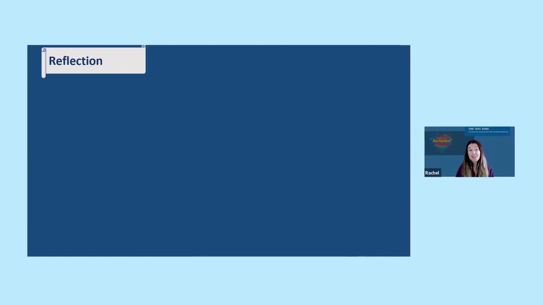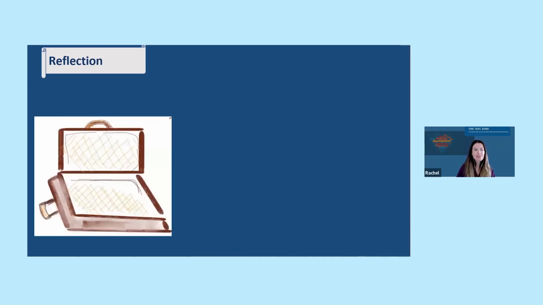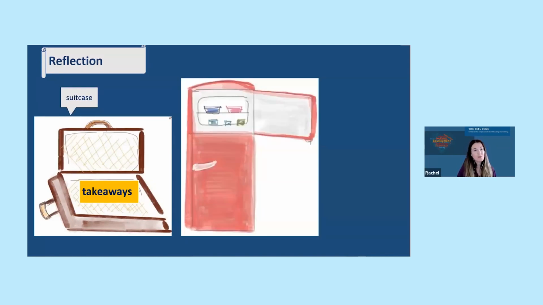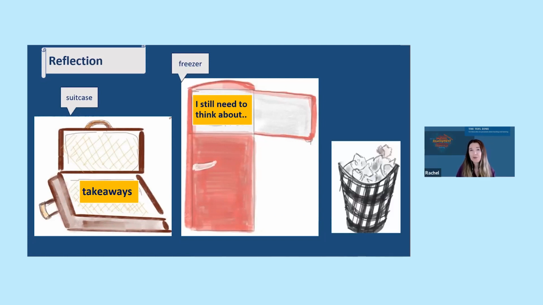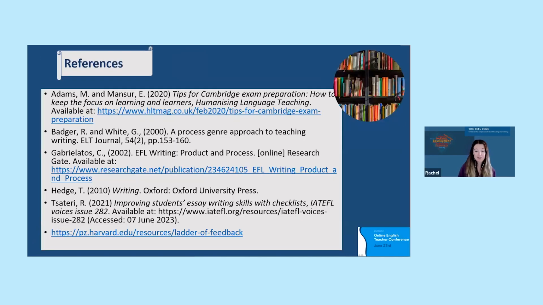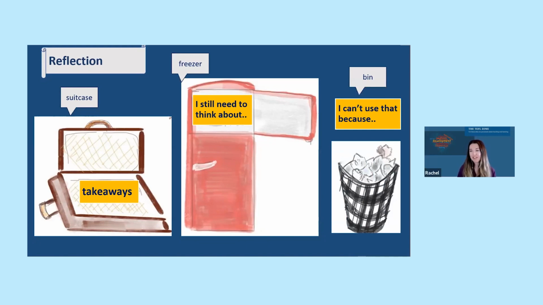So if you would like to reflect on whatever you liked or disliked from the session, if there's something you liked and you can use tomorrow and was clear and useful, you put it in your suitcase. Please write suitcase in the chat box and your reflection. If there was something you're not sure about, you need to still think about it, ask a colleague or read about it, you put it in the freezer. Write freezer in the chat and your reflection. And if there's something that really didn't help you, it's not relevant to your context maybe, or you don't understand it, I'm not sure. You can write bin and your reflection in the chat.